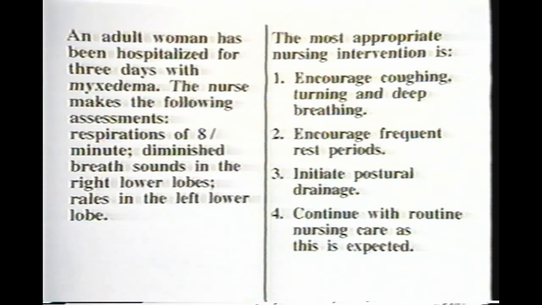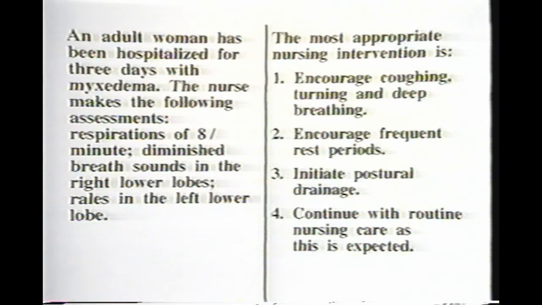Now the answer that gives a lot of people trouble is choice number 4, continue with routine nursing care as this is expected. It is true that these symptoms are consistent with hypothyroidism, but with routine nursing care, we need to do something to prevent complications. One of the things I always say about test items is the answer must relate to the question. And in this case, the symptoms were respiratory symptoms. Let's do the coughing, turning, and deep breathing that will help to prevent those respiratory complications.